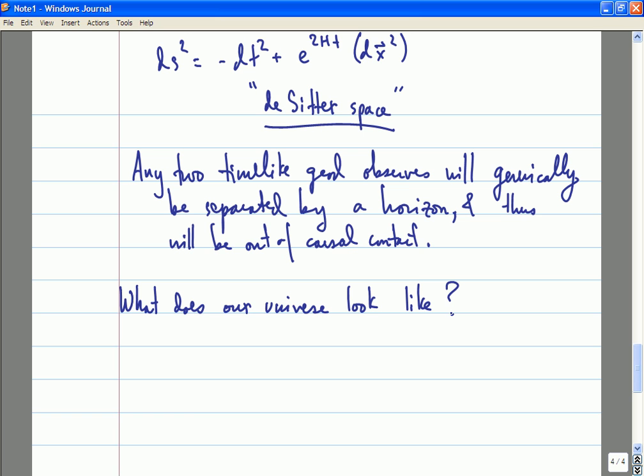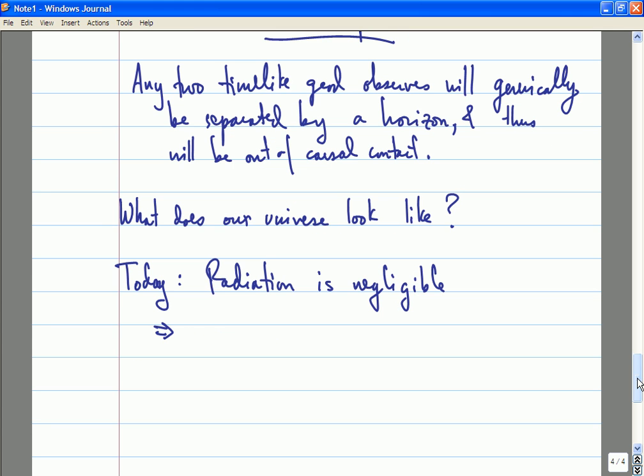So, before discussing the dynamics of the universe at early times, let me just tell you about the dynamics today. Today, radiation is a negligible contribution to the energy density of the universe. And so the dynamics today is governed only by matter, by which I mean normal matter, that is to say dust, curvature, and vacuum energy.